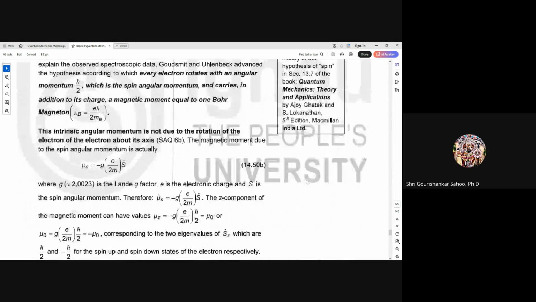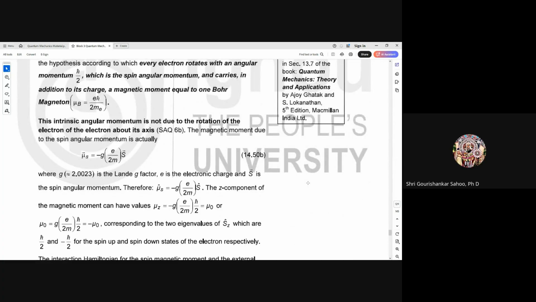This increasing angular momentum is not due to the rotation of the electron about its axis. The magnetic moment due to spin angular momentum is actually μ_s vector equal to minus g e S by twice m, where g is equal to 2.0023, the Landé g factor, e is the electronic charge, and S is the spin angular momentum. So μ_s cap is equal to minus g e by twice m S cap.